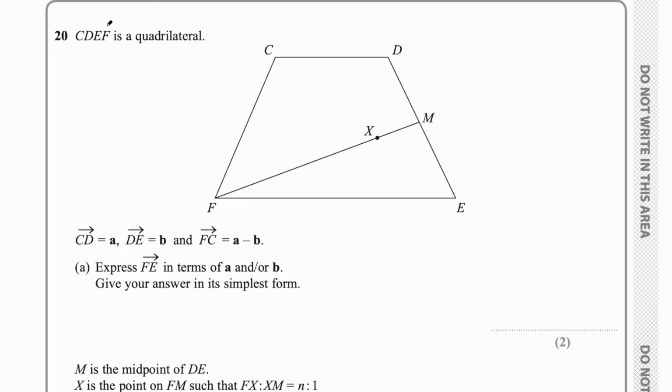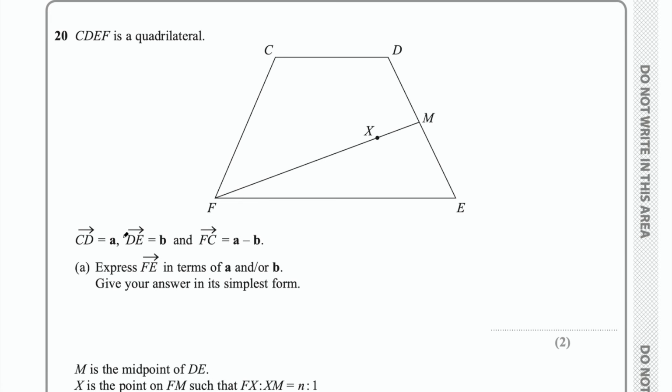Question 20 says CDEF is a quadrilateral. The vector CD equals a, the vector DE equals b, and the vector FC equals a take b. Part a says express FE in terms of a and/or b. Give your answer in its simplest form. So we're looking for this vector FE.